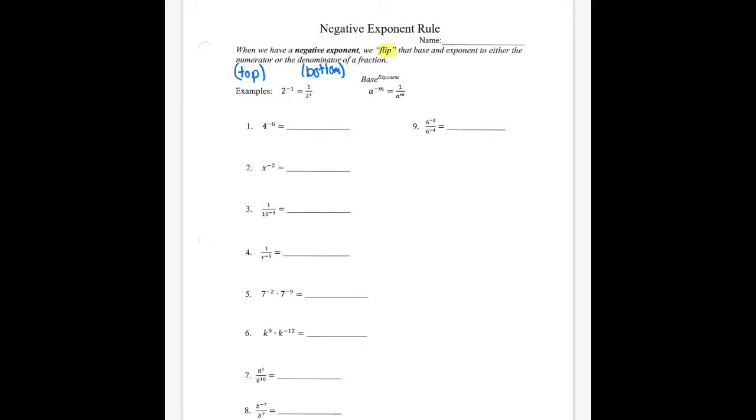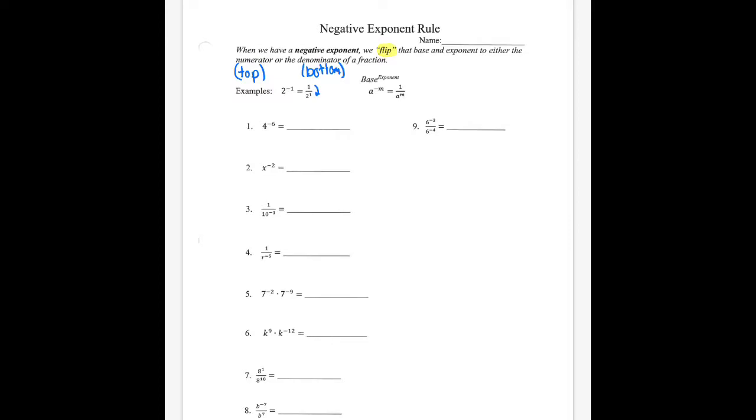So some examples we have at the top, we had 2 to the negative 1. We flipped the 2 to the negative 1 to the bottom of the fraction and made it 2 to the positive 1, and then we put a 1 on the top. So that's kind of a visual of how that works.